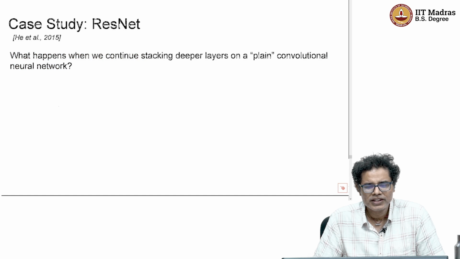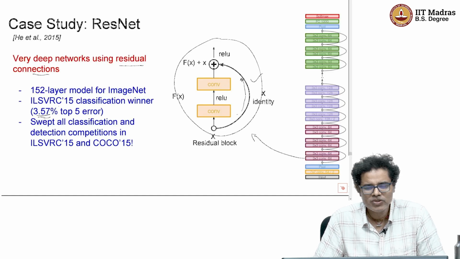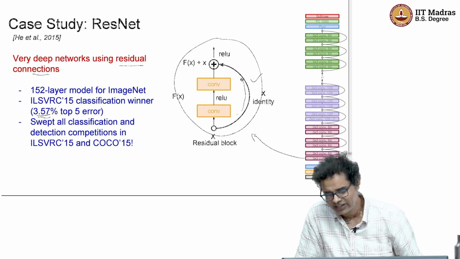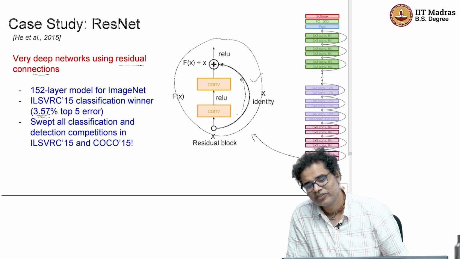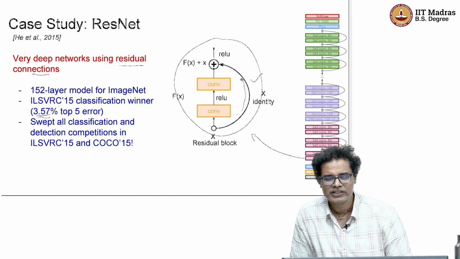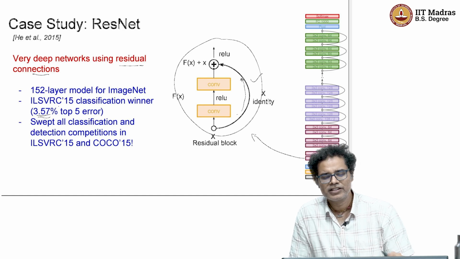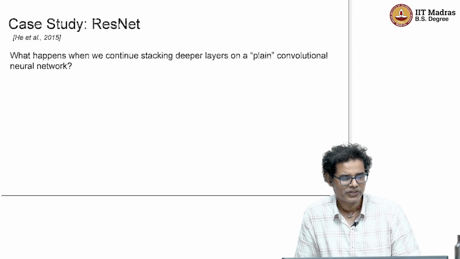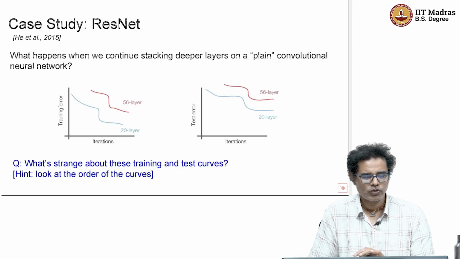So now the question is, why did people not do this before? If we just take a normal convolution layer and make it deeper and deeper, will it be fine, or will we encounter some problem? Why do we need this residual block? What happens if we keep stacking deeper layers in a plain convolutional neural network without this residual connection? This is what has been shown.